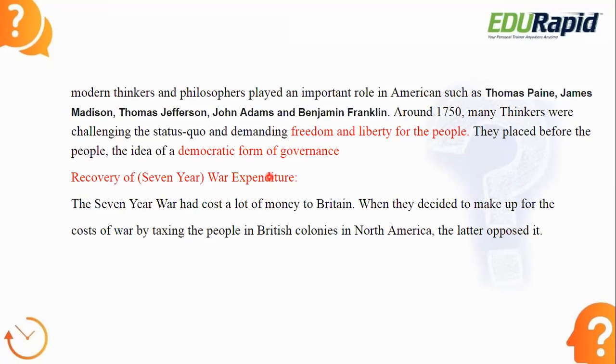So the recovery of war expenditure of the 7-year global war was claimed by Britain, and they increased the taxation of the American people. So it was opposed by the American people. So this is also one of the economic reasons for the American Revolution. So this is the third reason. I hope this is clear to you.